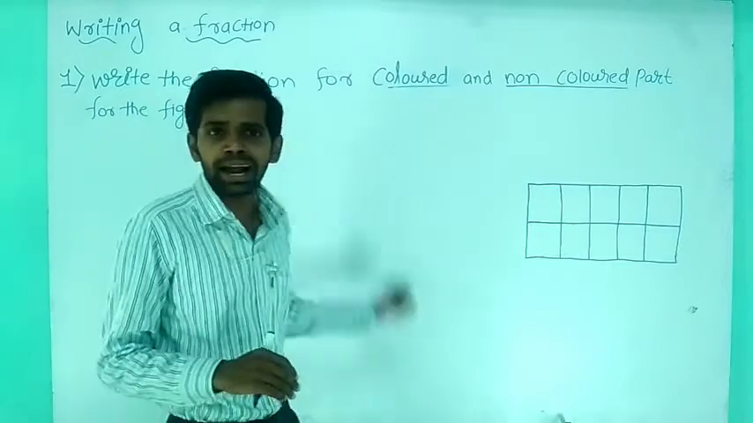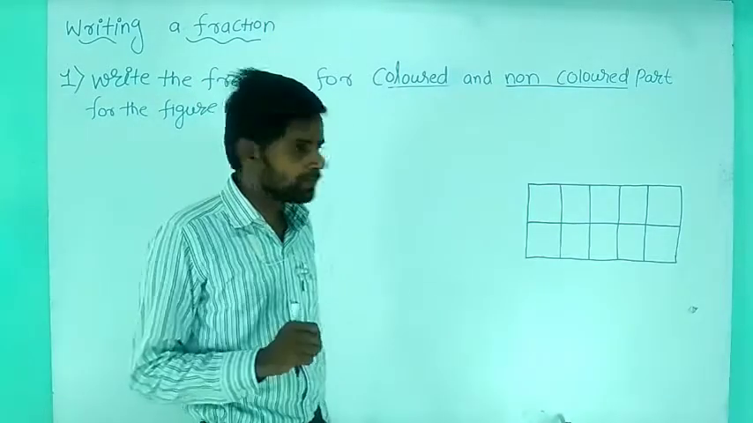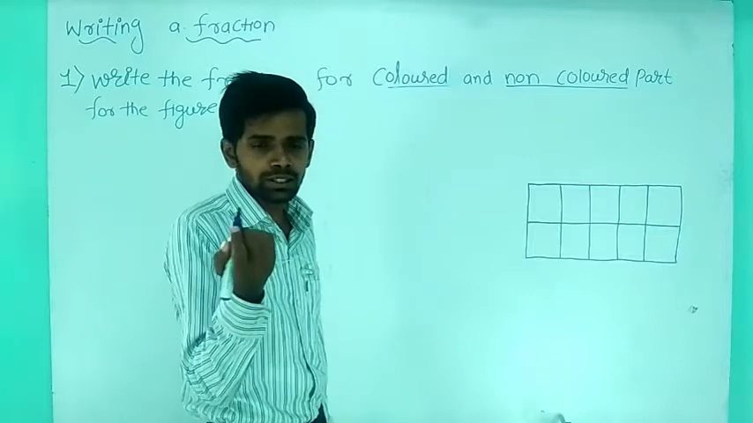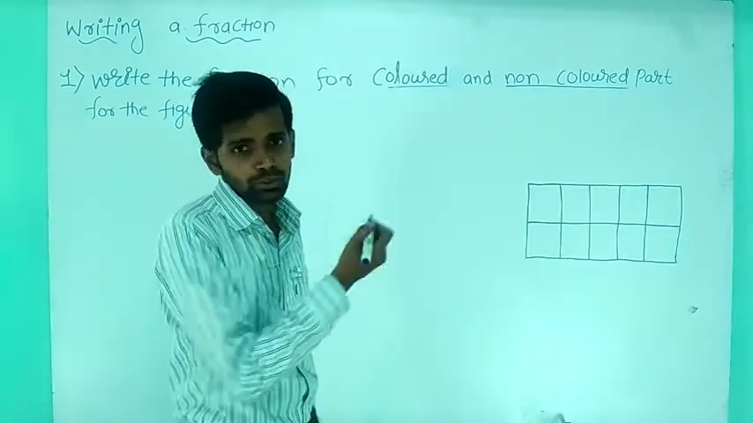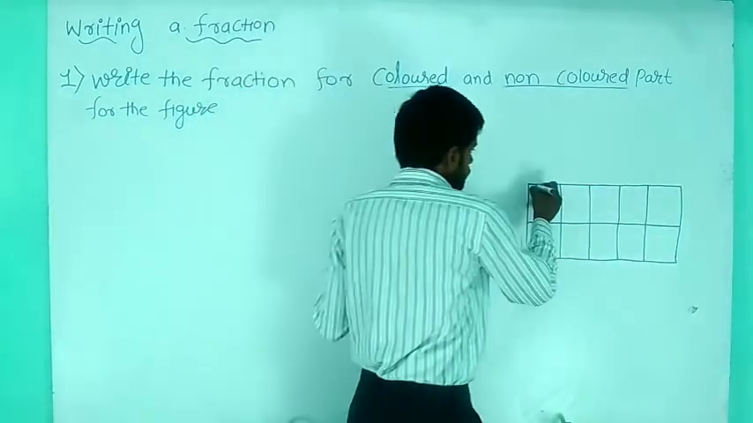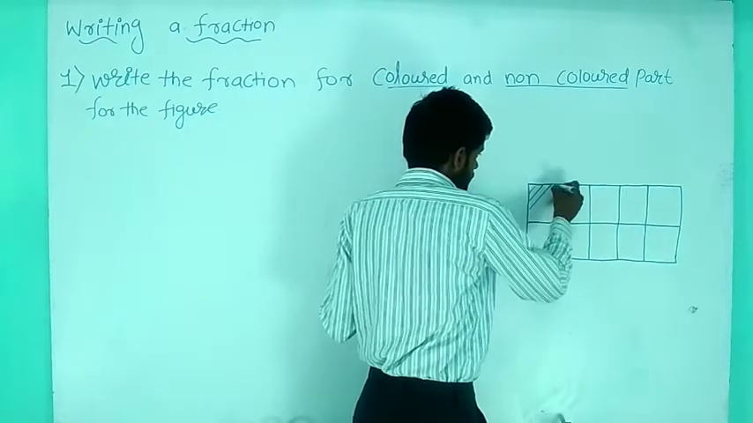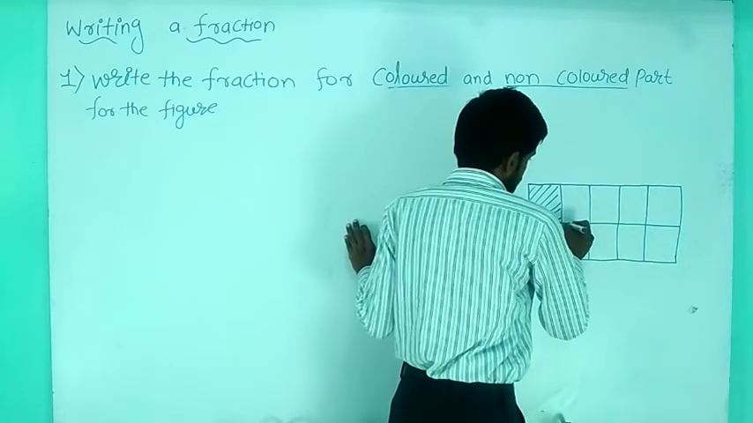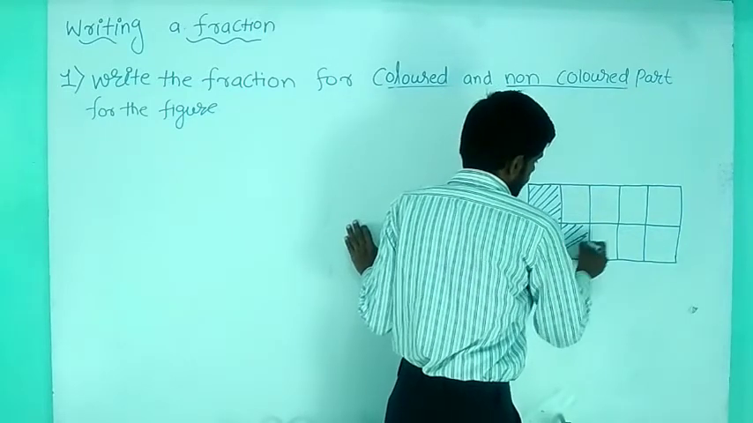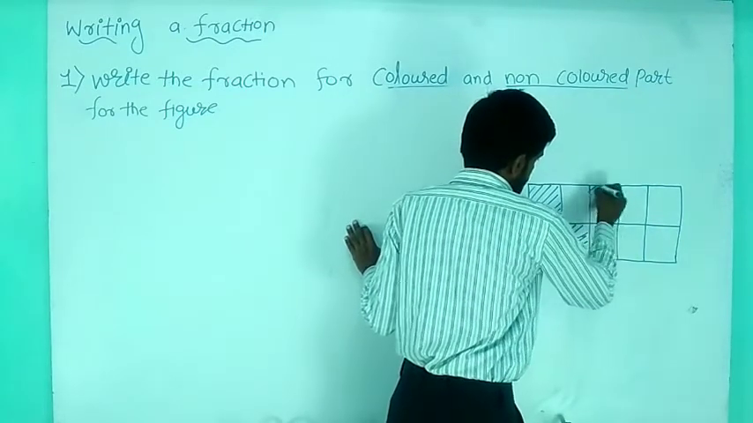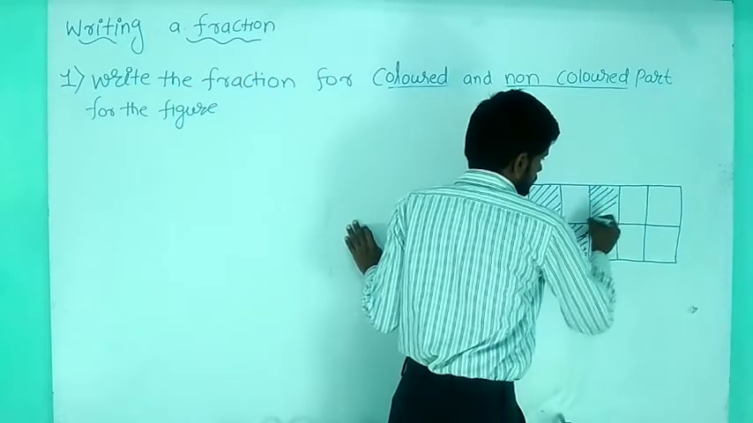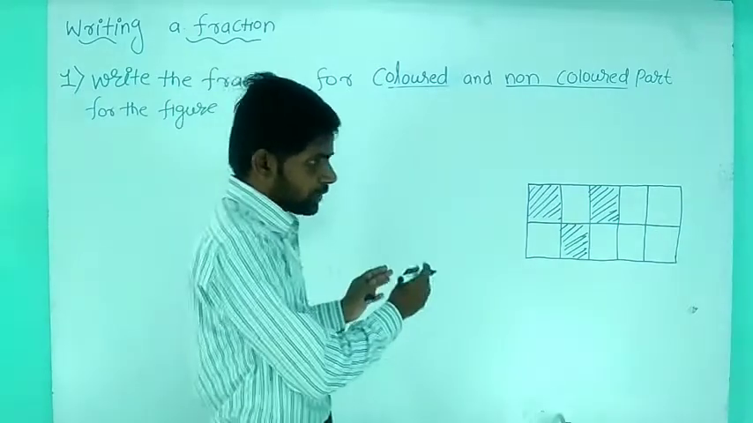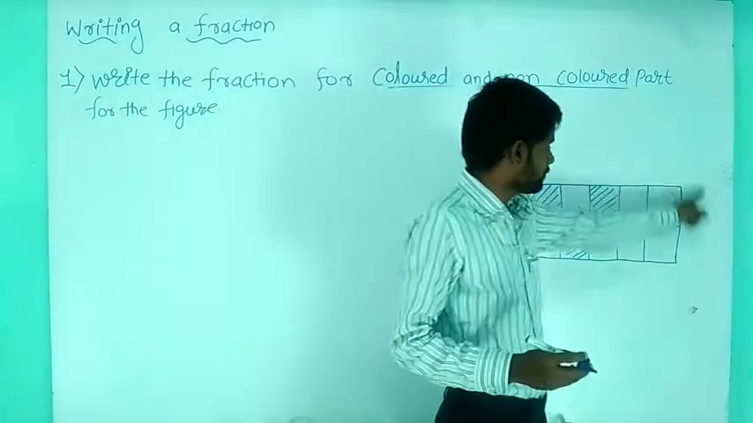So as you can see, I have drawn a figure here. So first of all मैं कुछ पार्ट को कलर कर देता हूँ. That means I am using the sketch pen, that is my marker. तो मैं इसको sketch कर देता हूँ. So here I am shading the part. This is the first part, this is the second part, and this is the third part. Okay.